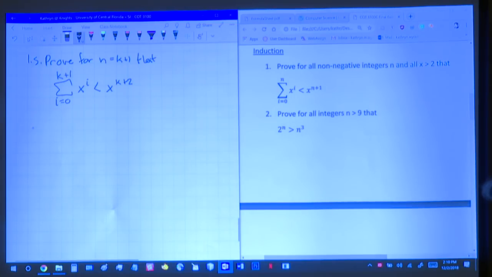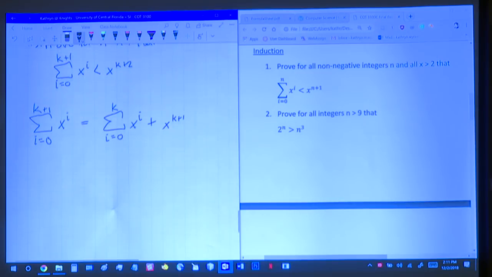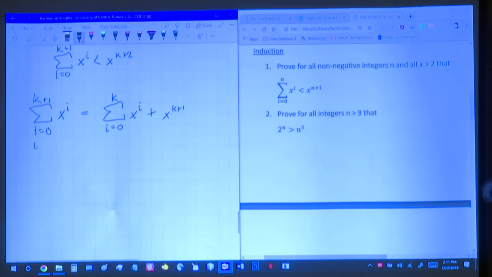So we'll start with the summation. Sorry, that's a 0. Sum of x to the i, that is equal to the summation from i equals 0 to k of x to the i plus x to the k plus 1. Because we just did an index shift, and to keep them equal, we have to add in the term that we took off. We just took off the last term, so we have to add it back in.